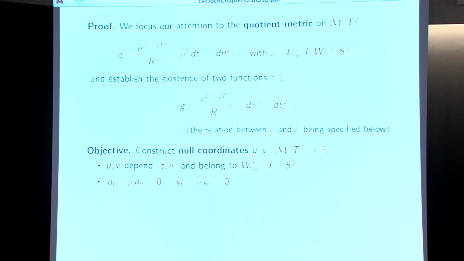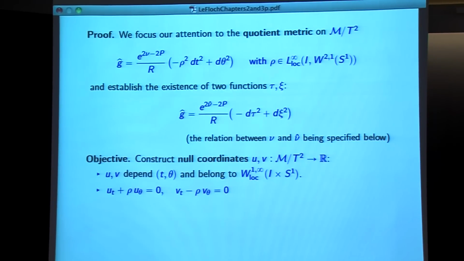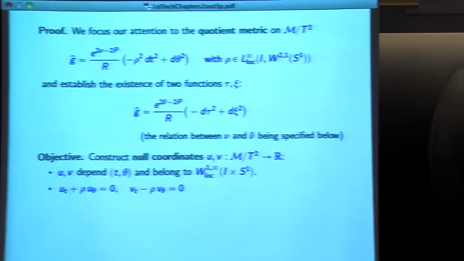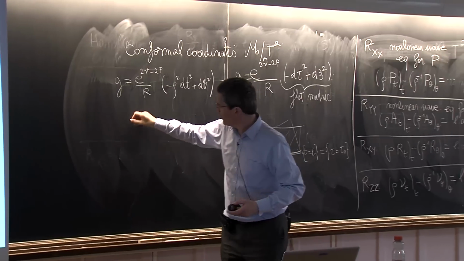So we would like to get null coordinates. To do that, we will first construct null coordinates. These null coordinates u and v will be functions of t and theta of our given coordinates. So we look for two functions, u of t and theta and v of t and theta. And we will choose them in such a way that u sub t plus rho u sub theta is 0, and v sub t minus rho v sub theta is 0. So this is a system that we are going to solve to produce this decomposition.